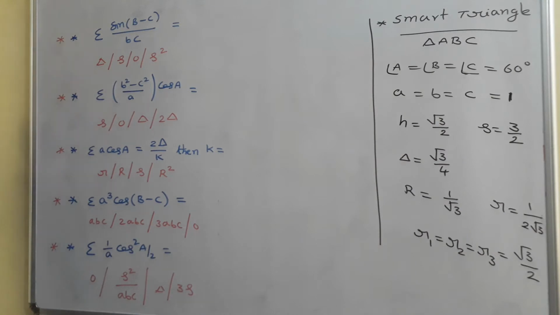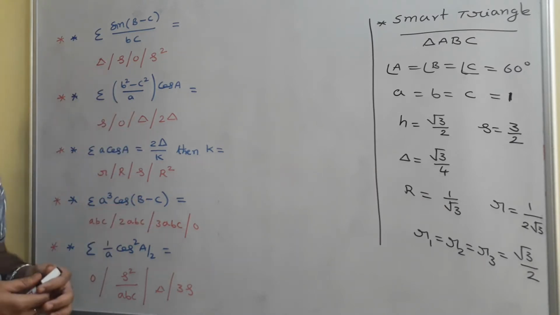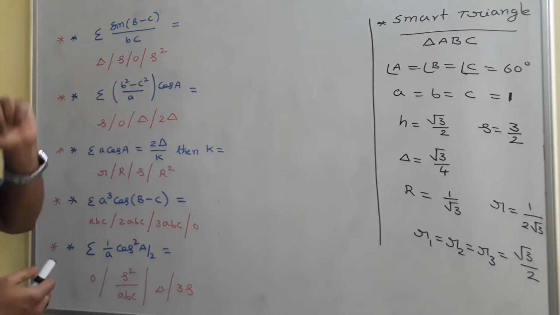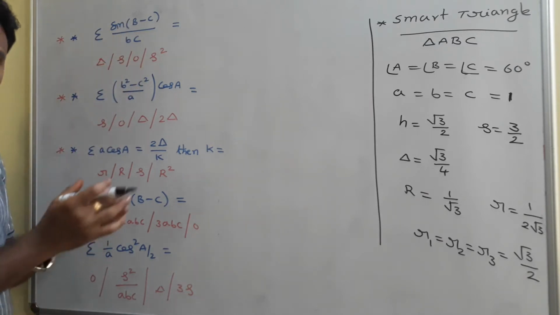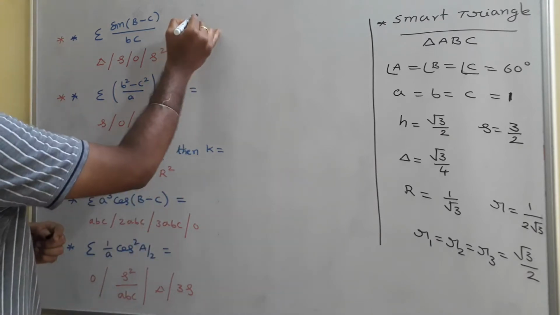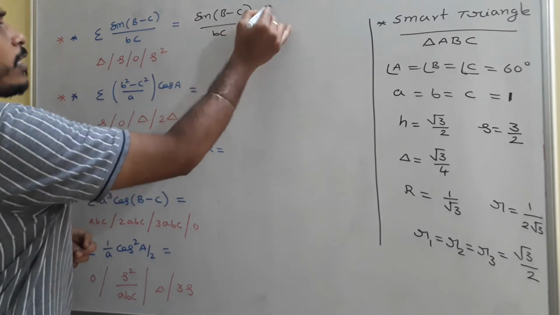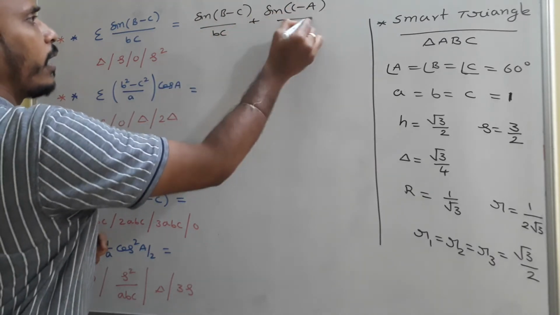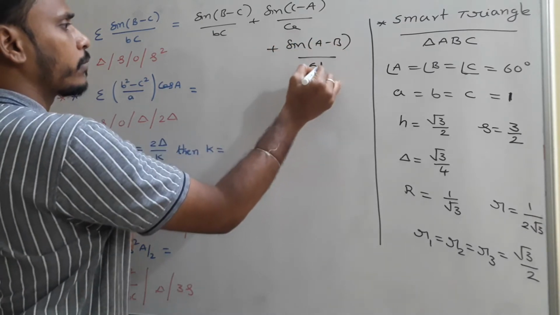So just look at the first one, sigma sine of B minus C by BC. We need to find out the answer. Usually if you solve in a general manner, it is a lengthy thing to solve. But when you use the concept of a smart triangle, sigma sine of B minus C by BC means the summation of 3 terms: sine of B minus C by BC plus sine of C minus A by CA plus sine of A minus B by AB.